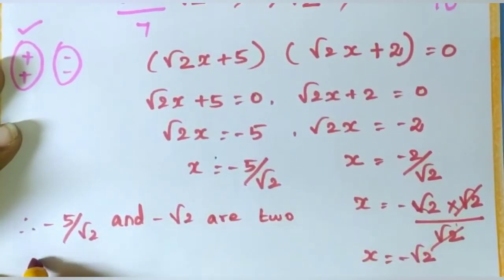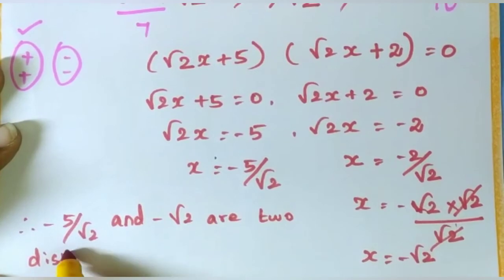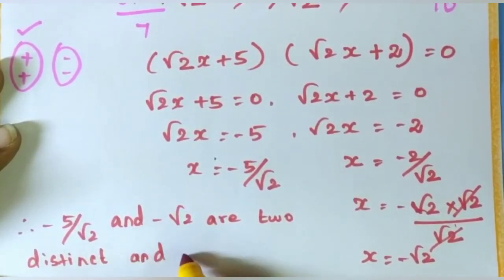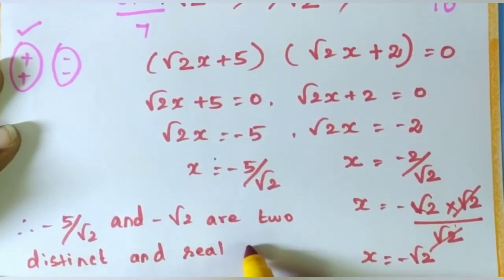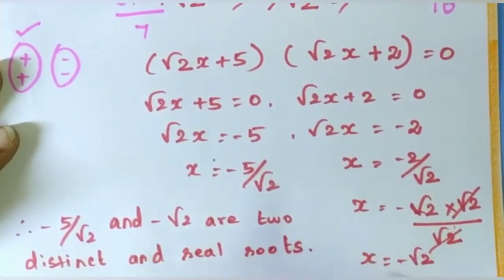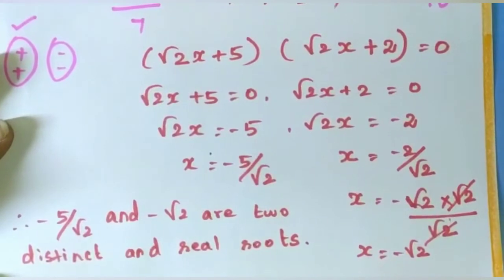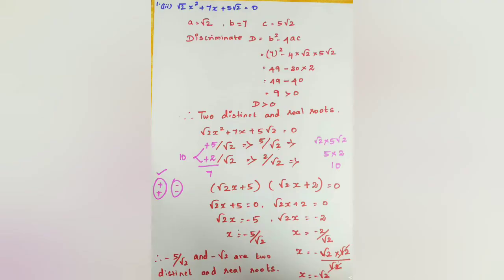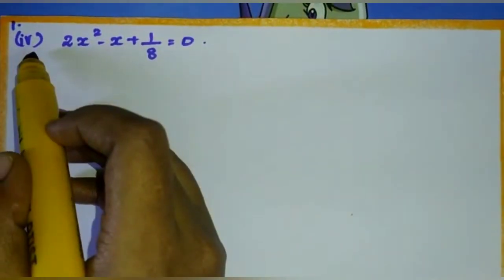Therefore, minus 5 by root 2 and minus root 2 are two distinct and real roots. Are you all clear? This is the fourth subdivision sum.